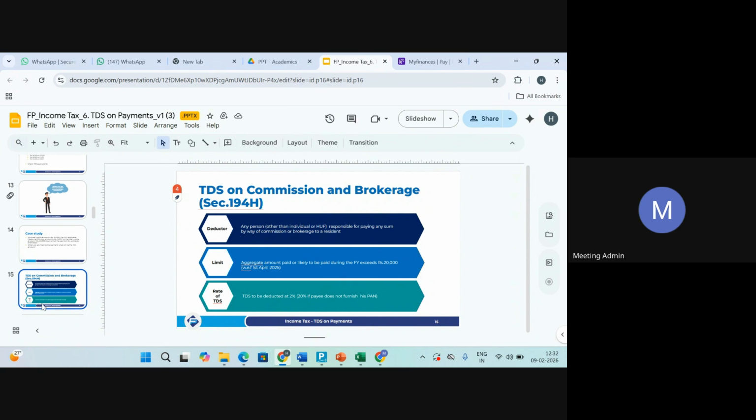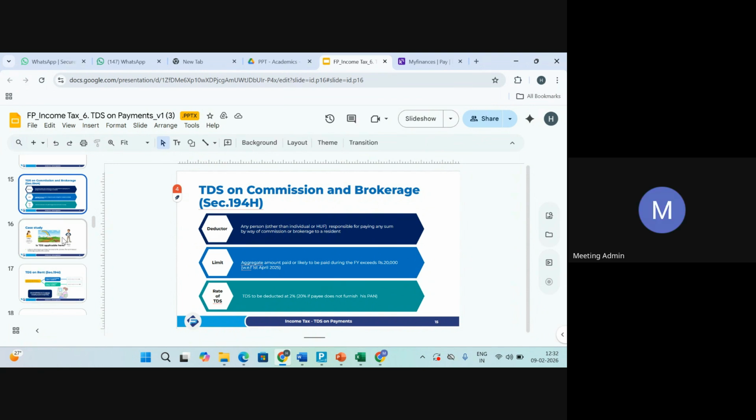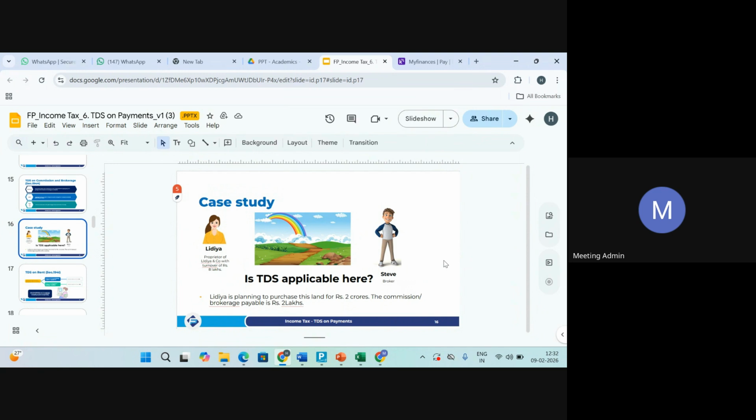Is that clear? Yes, ma'am. So here they have given a case study. Lydia, proprietor of Lydia and Company, turnover of rupees 8 lakh, and she is also a broker. Is TDS applicable here? Lydia is planning to purchase land for rupees 2 crores. The commission or brokerage payable is rupees 2 lakhs. Whether TDS is applicable? No, ma'am. See the question carefully, understand, and tell me.